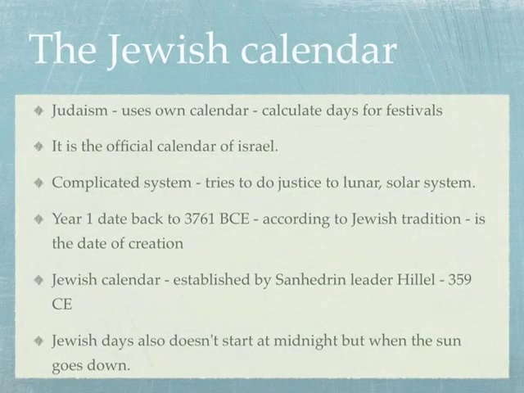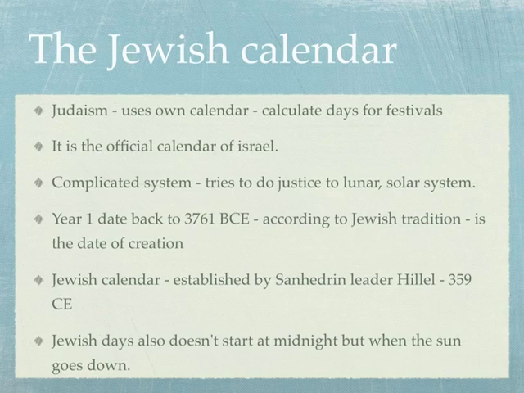The Jewish calendar. In Judaism, they use their own calendar, which is calculated according to the days for festivals. It is the official calendar of Israel. It's a very complicated system that tries to do justice to the lunar and solar system.